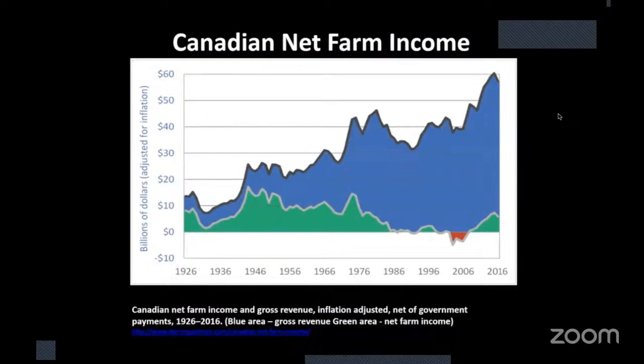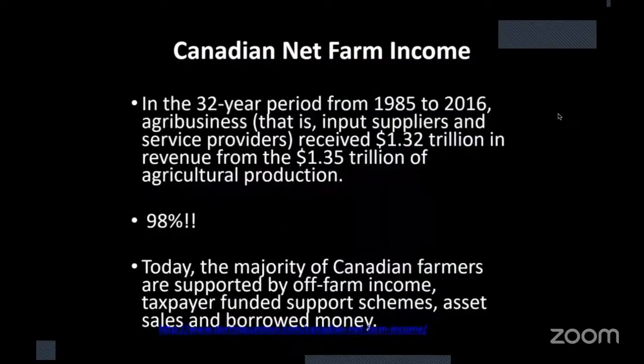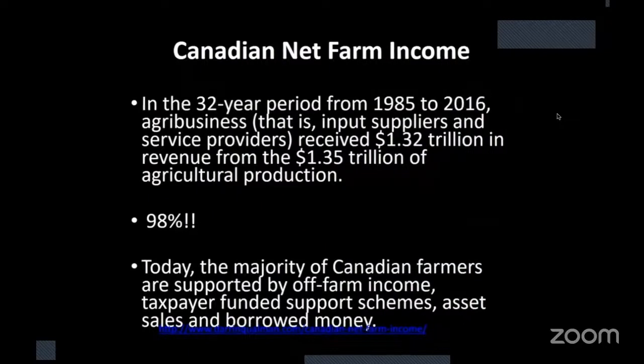Well, if we have a look in a little more detail at this data, and I have a link to this paper if anyone would like it, it's very, very insightful. In the 32-year period from 1985 to 2016, agribusiness, like the input suppliers, the people who supply you with your seeds and your fertilisers and your tractors, and the lenders and all those service providers, received $1.32 trillion of the $1.35 trillion of revenue earned through agricultural production. In other words, 98%. So 98% of what was earned in the agricultural industry went to input providers.